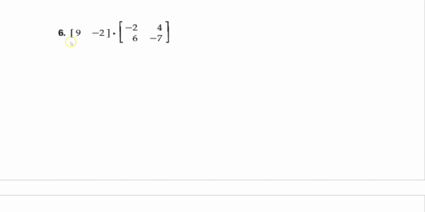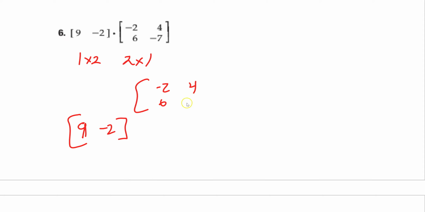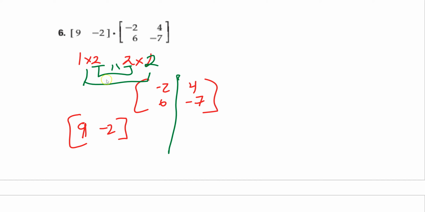Let's see here, I do want to check. This is a 1 by 2, 1 row, 2 columns. And this is a 2 by 1. So they can be multiplied. So do the same thing: 9, negative 2. Put this one up here: negative 2, 6, 4, negative 7. Where's the space? Which is only right here, really. And actually, I should have done this, sorry, I apologize. This is a 1 by 2 and this is a 2 by 2, so we should get 1 row, 2 columns. Perfect.